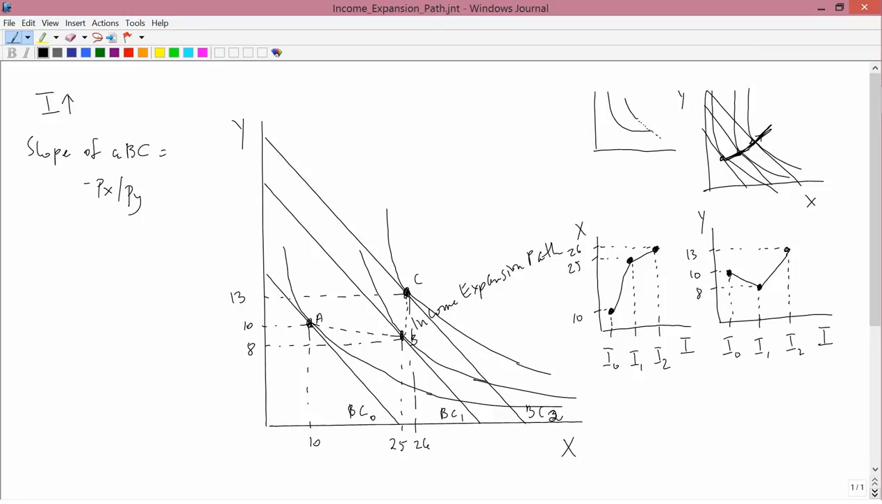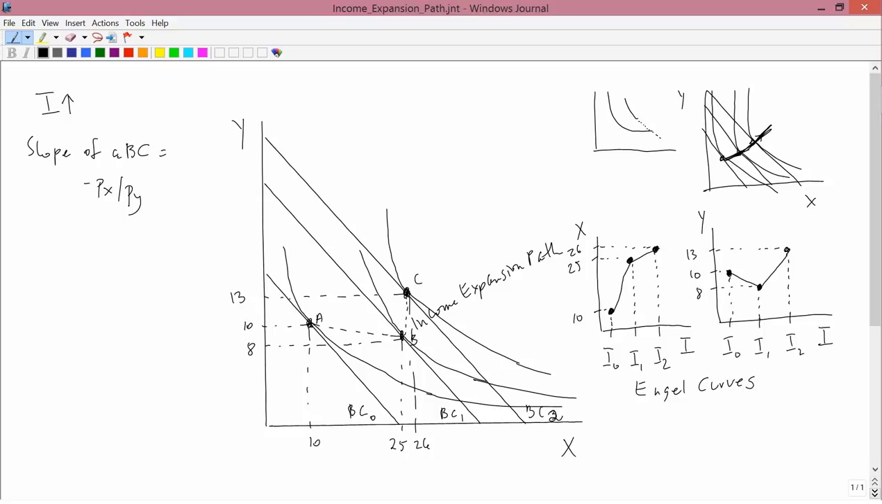These are not income expansion paths. Income expansion paths, what I talked about before, to get an income expansion path, you have to have commodities on the axes. Here we don't have commodities on the axes. We have income on one of the axes, and so these are not income expansion paths. These two curves are called Engel curves. Engel curves relate income on the horizontal axis to consumption on the vertical axis.